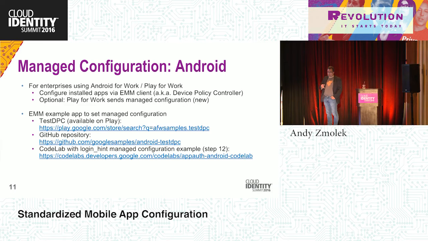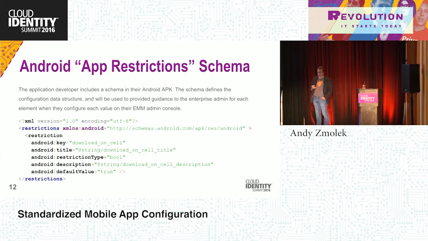There's also a GitHub repository for this that you can use, if you're an EMM, to set up the code for managing locally the app restrictions. And then the same code lab that William mentioned in the last session, and I've got a link to it here. If you go to the end of that code lab, you'll see that there's some managed configuration that we're using to pass the login hint in that sample app, that allows you to see exactly how you would do the identity integration.